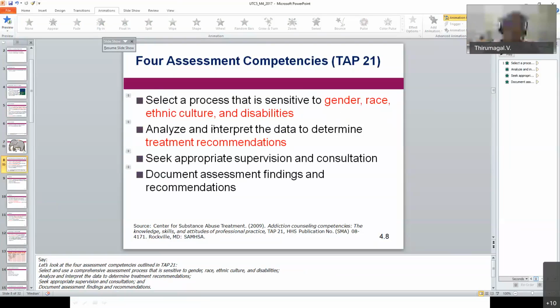Train all your staff well. Provide them supervision. Check if they do good assessment. Because if the assessment is good, everything will be fine.